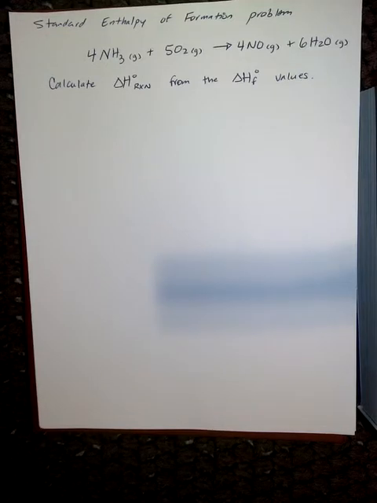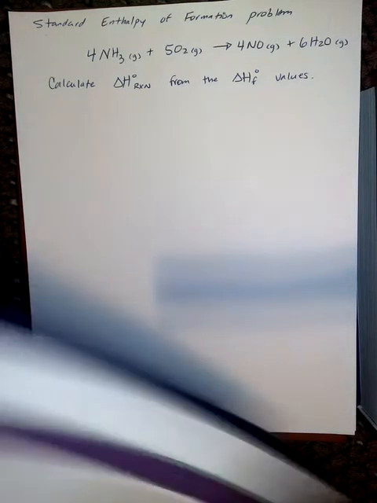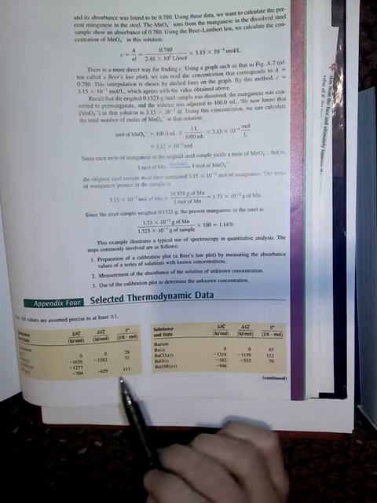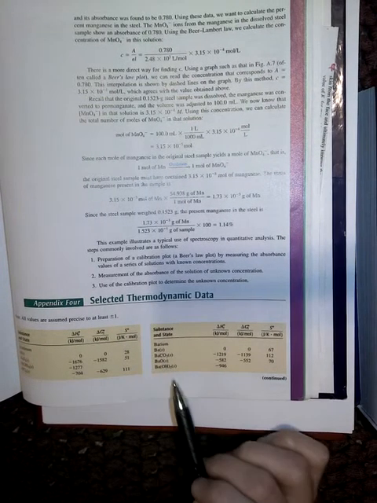Hey guys, so here's another problem from this week's problems on thermochemistry, a standard enthalpy of formation problem. In your textbook, and I'll show you right now where, in the appendix, in most textbooks, they have what's called selected thermodynamic data tables. And these are really long tables. It's for individual elements and molecules, all sorts of stuff.